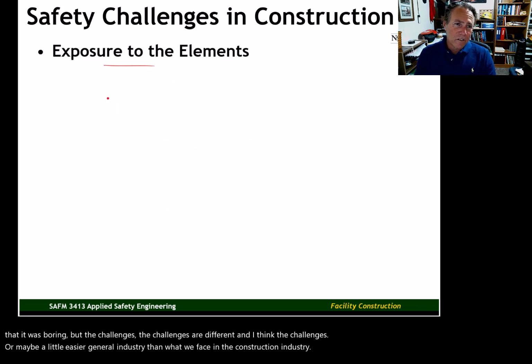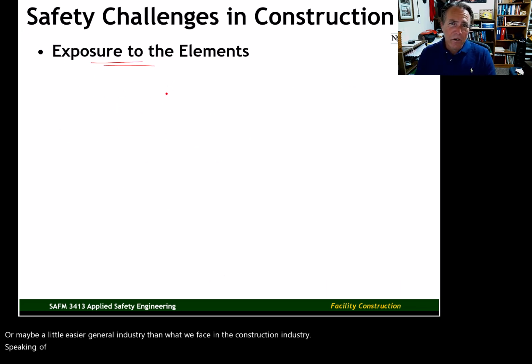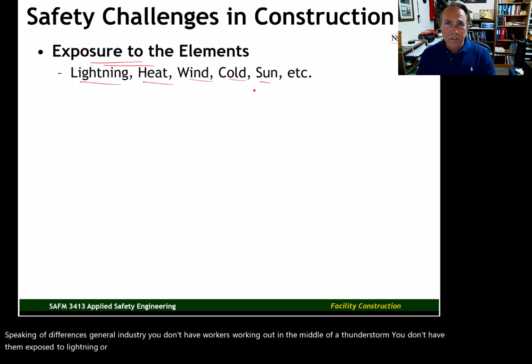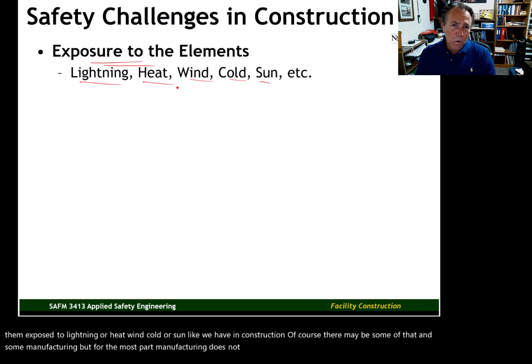Speaking of differences, in general industry, you don't have workers working out in the middle of a thunderstorm. You don't have them exposed to lightning or heat, wind, cold, or sun like we have in construction. Of course, there may be some of that in some manufacturing, but for the most part, manufacturing does not have employees exposed to these types of hazards. Construction, it's almost an everyday thing.